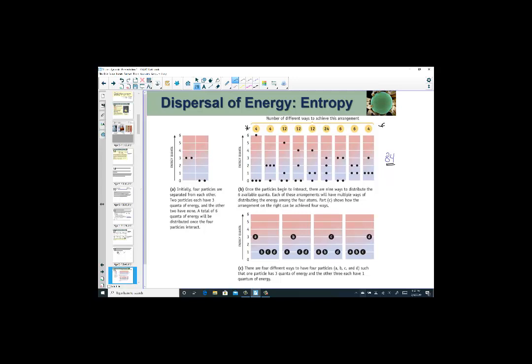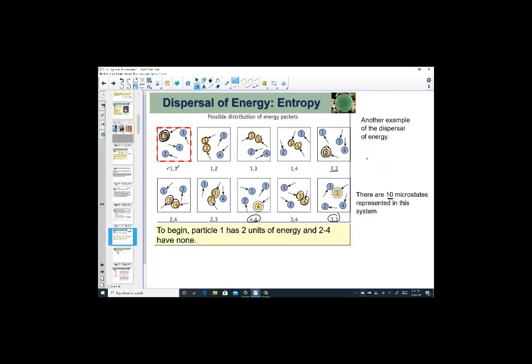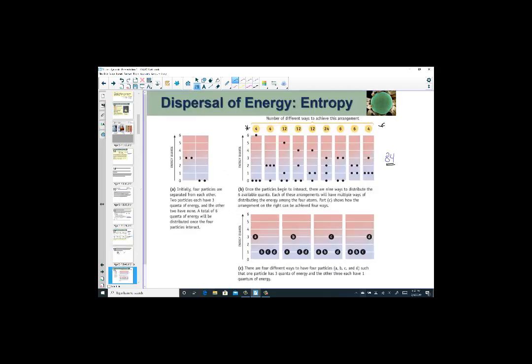Here's the point of my story. Remember when I had 4 particles and 2 quanta of energy? We had 10 microstates. Look how quickly things change as soon as we start adding more and more particles and quanta of energy into the system. Entropy quickly rises.